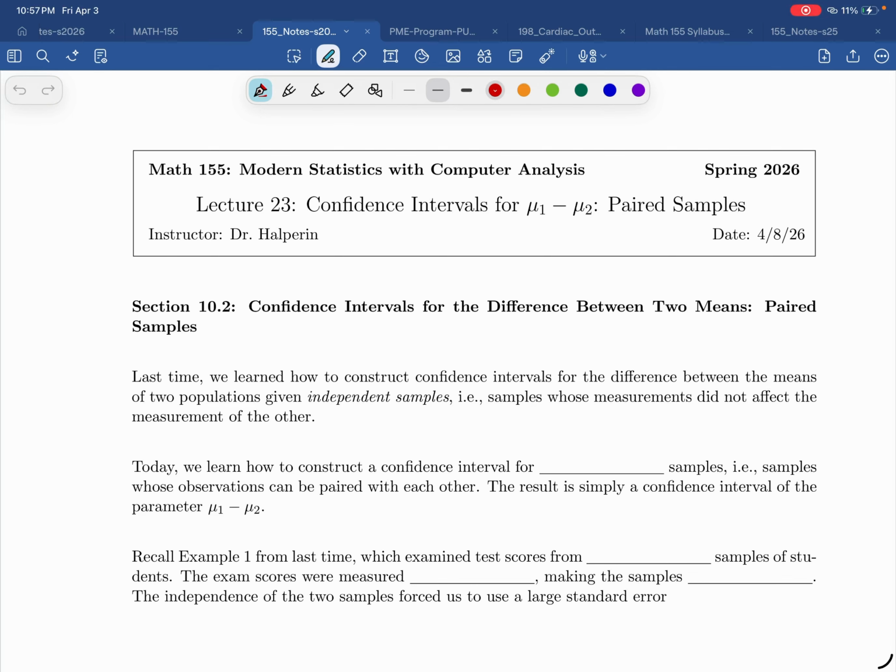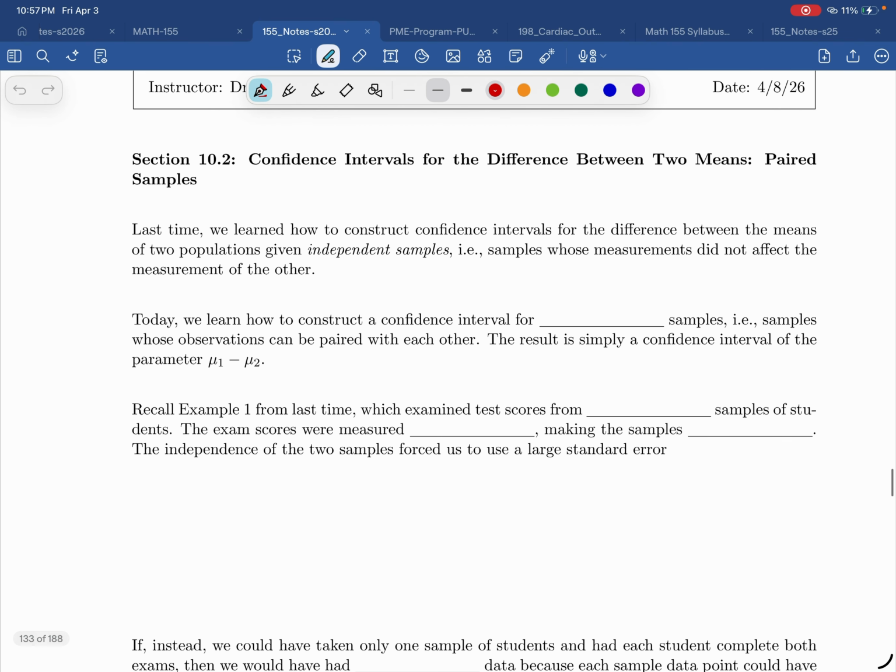This is section 10.2, confidence intervals for the difference between two means, paired samples. This is the analog to, or maybe you could say the continuation of, what we did last time where we looked at independent samples, two samples that had nothing to do with each other. Here the samples have everything to do with each other. So we're looking at another two-sample confidence interval. You'll see some of the methodology is similar, but some of it's different.